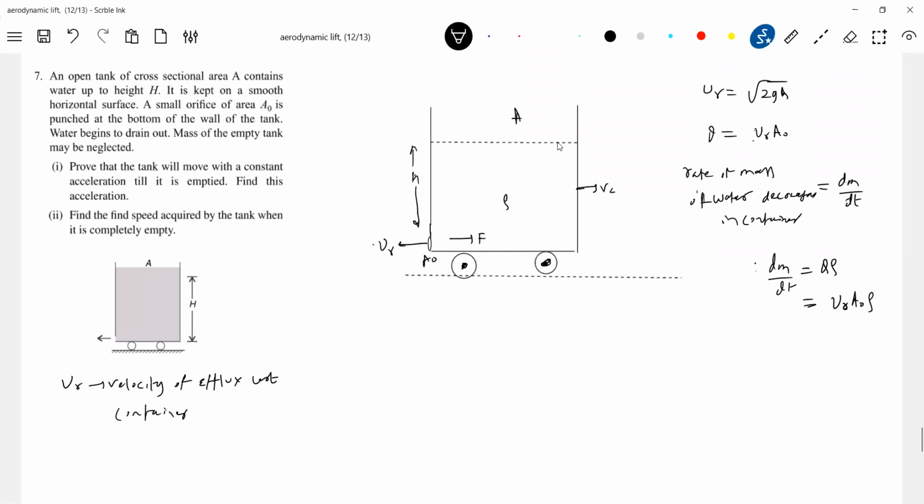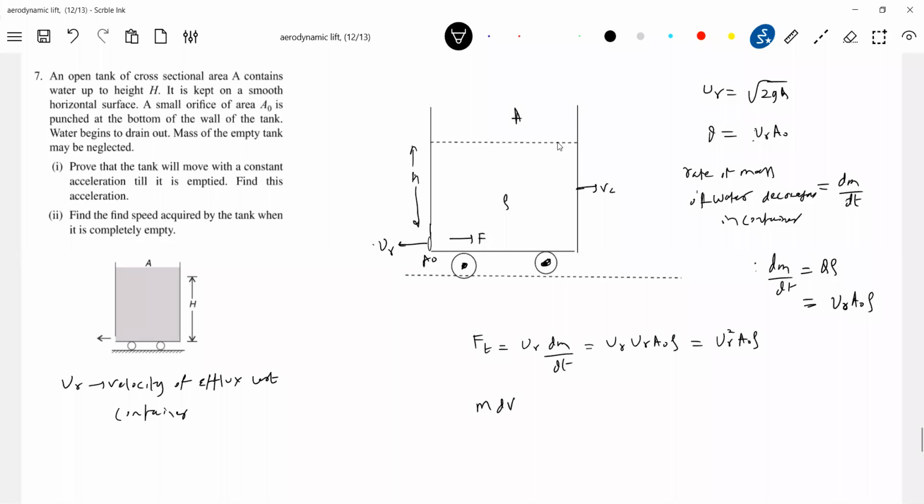Can we write the thrust force now? What is the thrust force? The thrust force should be equal to UR into dm by dt. Dm by dt is what? UR A naught rho. I think we already know. Once again, this thrust force only will accelerate the container, no?